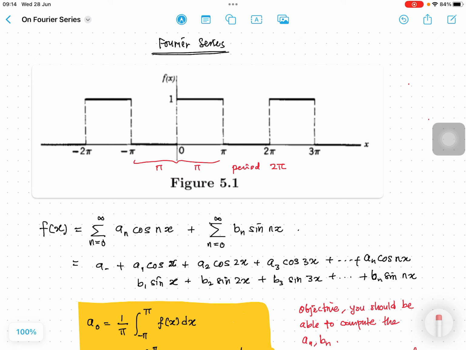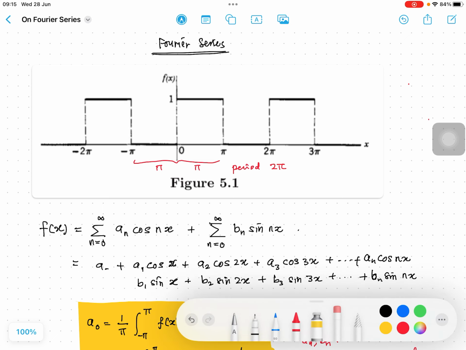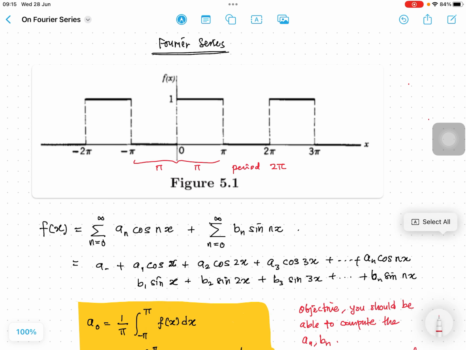In general, your Fourier series can be written in this form of series, where you have linear combinations of cosine n functions and sine n functions. You'll notice that your a n and your b n here are what we call the Fourier coefficients. Usually we would want to compute these.